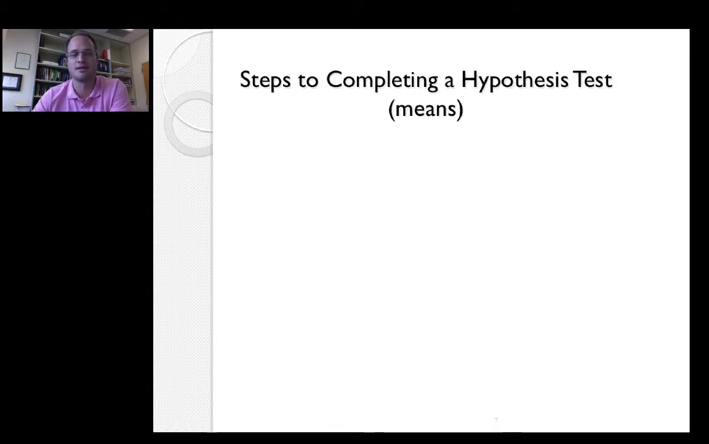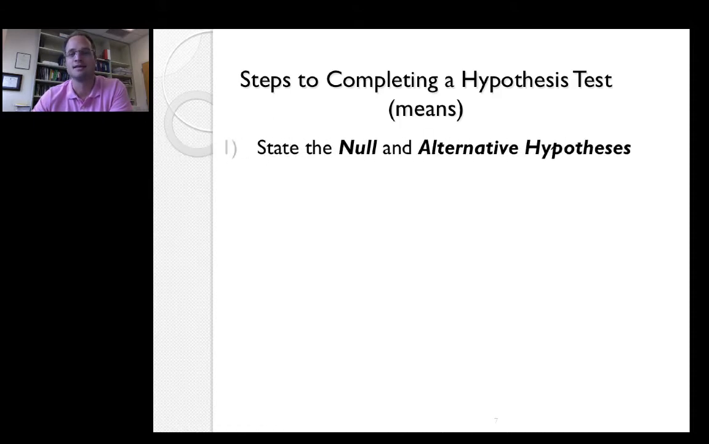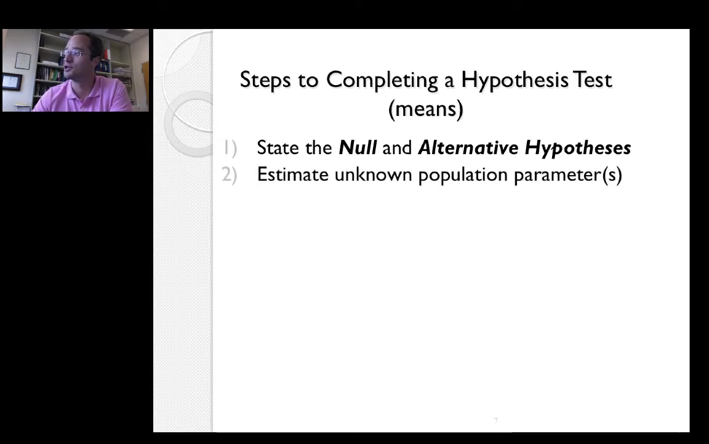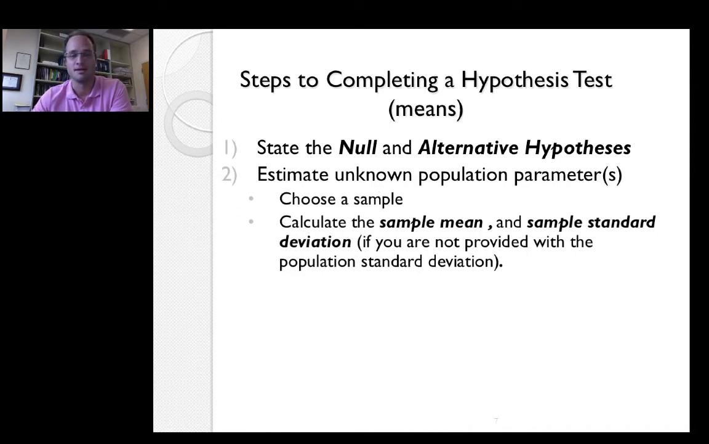So let's put the steps together to complete a hypothesis test of a single mean. We're going to state the null and alternative hypotheses. We are going to estimate the things that we don't know, which will certainly be calculating X bar, the sample mean, and in most realistic cases, where you don't have a value for the population standard deviation, you'd also have to estimate that with S, the sample standard deviation.